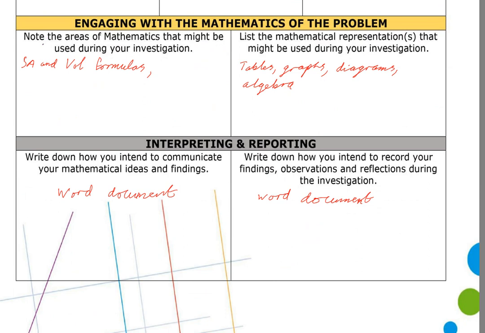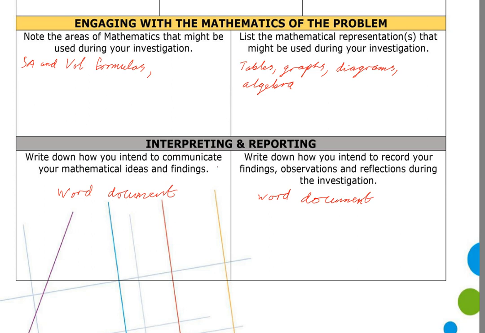And if I go down to here, engaging with the mathematics of the problem, I have to note the areas of mathematics that might be used during my investigation. Well, I'm going to be using the surface area and the volume formulas for all of my different shaped mugs. List the mathematical representations that might be used during your investigation. Well, I'm going to have lots of different types of shape, so I'm going to draw tables. I'm going to draw graphs to see if I can spot patterns in what shapes are best for getting me my most coffee for the least surface area. I'm going to use diagrams to keep track of what the shapes are going to be like and what variables I've got. And I'm going to be using algebra as much as I can to maximize my marks.